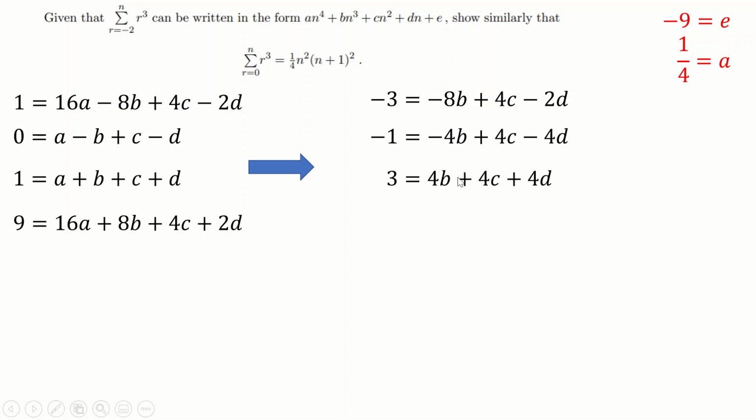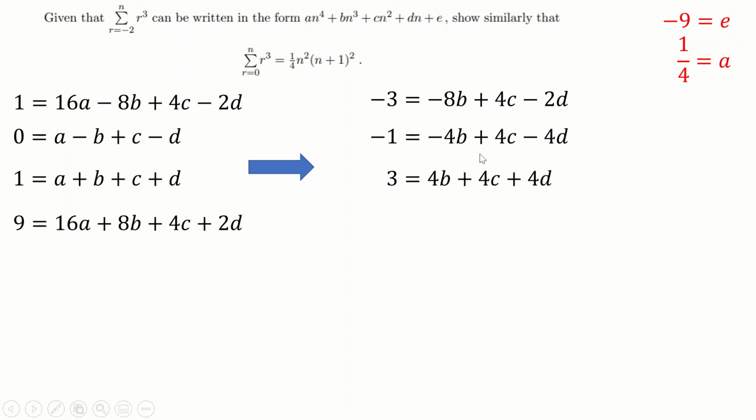But those are my 3 equations. Now, I'm going to stop there because I have 3 unknowns. So I know I only need 3 equations. I don't need to do it with this. I could find out what this is without the a, but I don't need to. 3 equations should be enough.